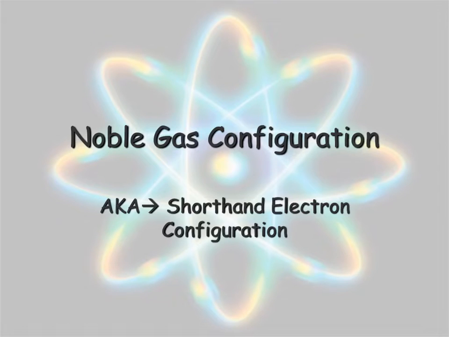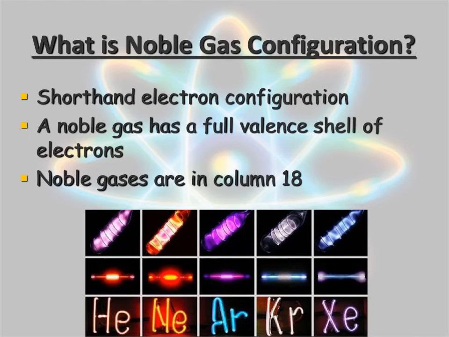All right, in this podcast, we're going to talk about what's referred to as noble gas configuration, but basically, it's the shortcut to electron configuration. As I mentioned, noble gas configuration is just the shortcut to regular electron configuration.